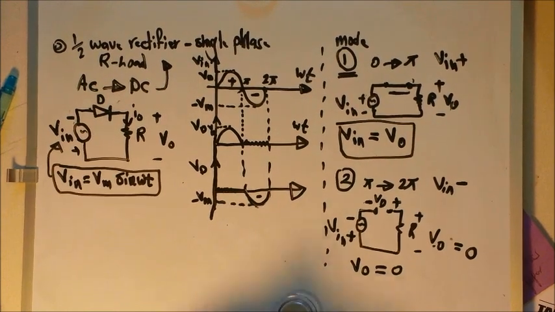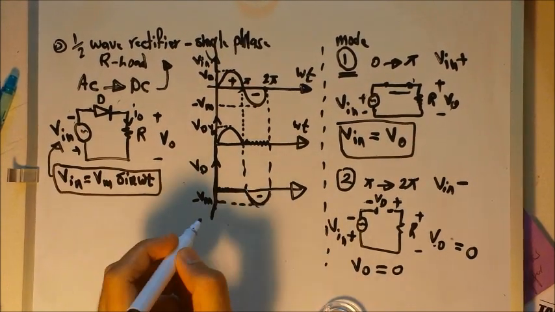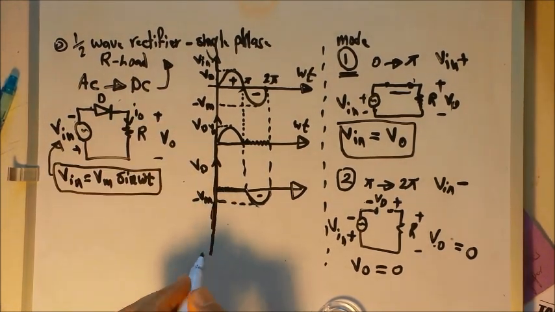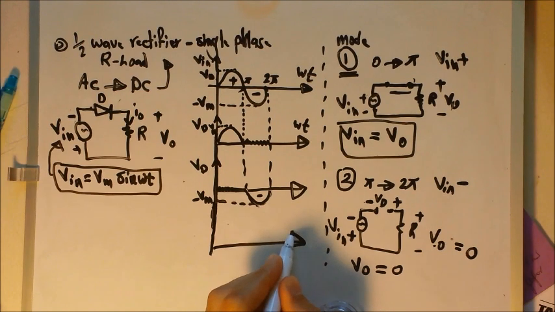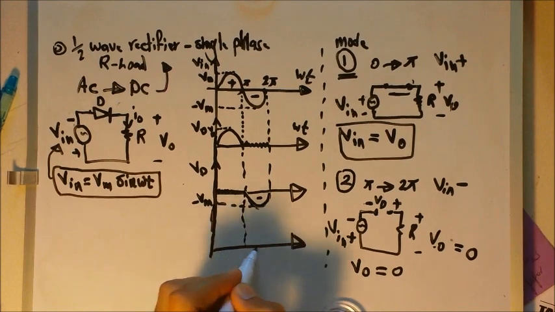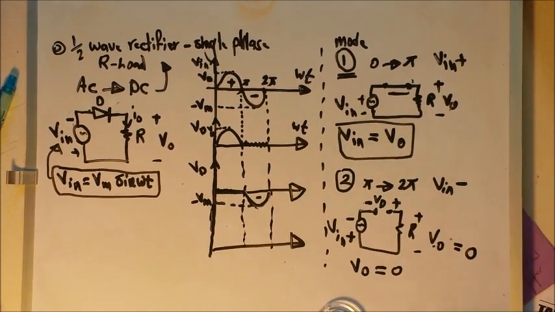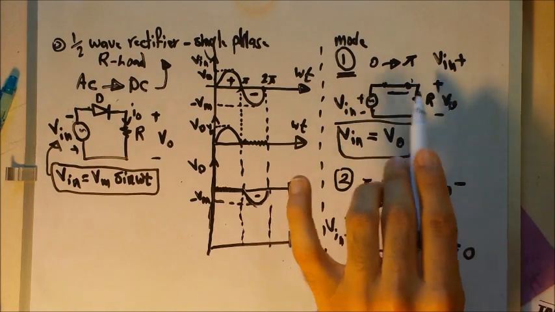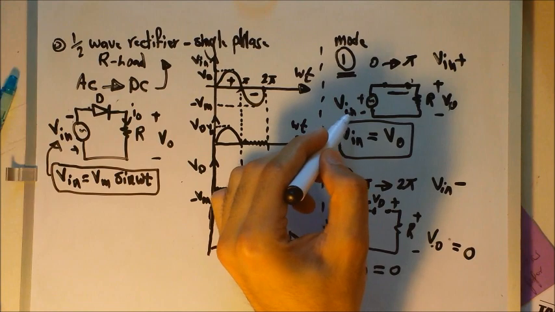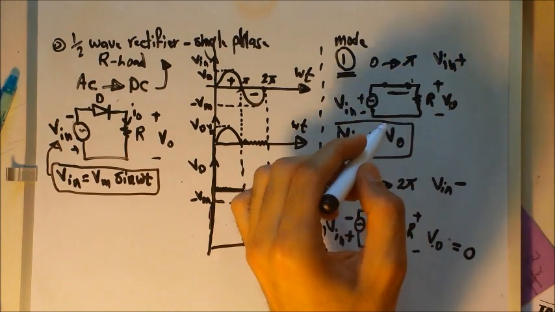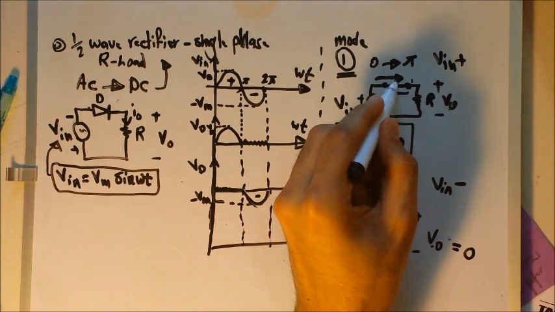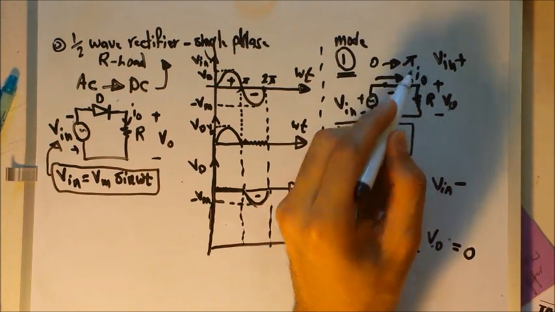Now let's draw and analyze the output current. We have this half cycle and the second half cycle. In the first half cycle, we see that V_N and V output are equal, and so there is current I output.